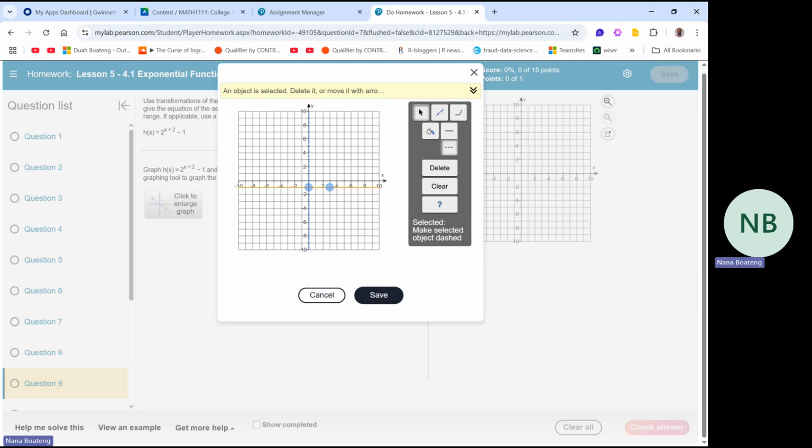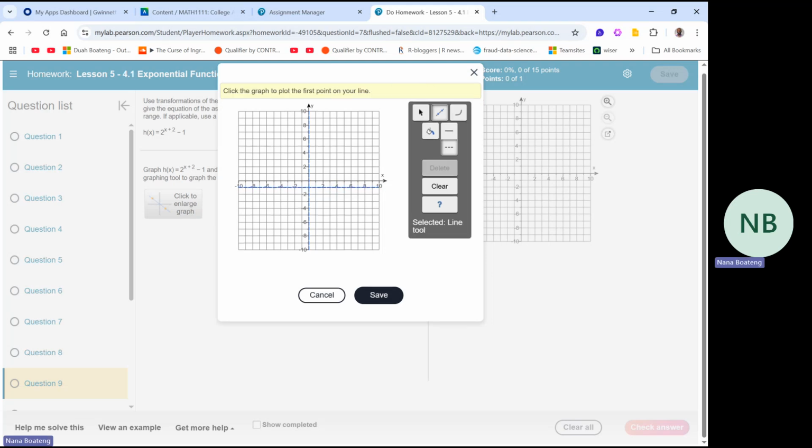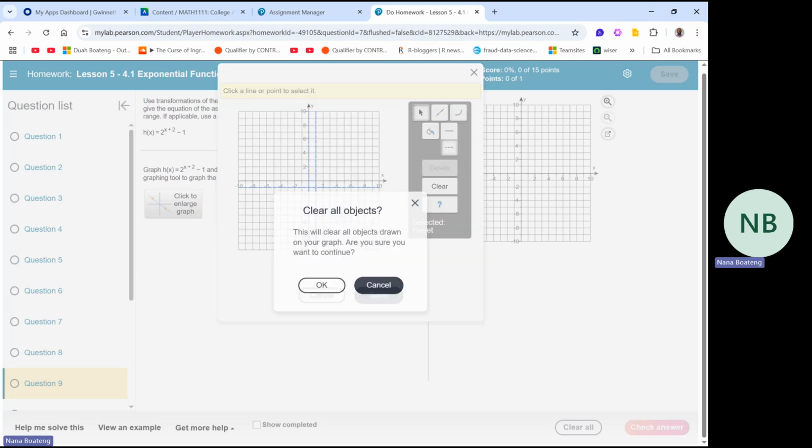So I want to draw a straight line through y is equal to -1. So I can click on 2 points along the line y is equal to -1. So this and this, so I need these 2 points and I need to join them by a straight line. So this is the line, but this other vertical line is not needed. I want to clear it.